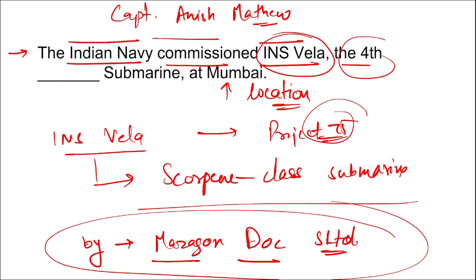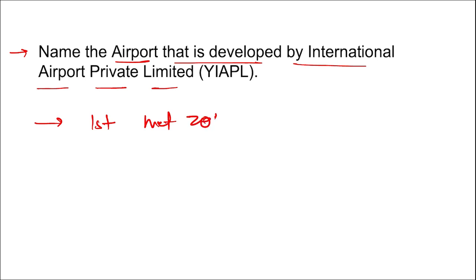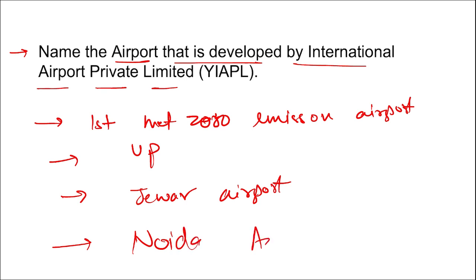All right. Next, name the airport that is being developed by the International Airport Private Limited. All right, I won't give you the answer. I will give you a hint. Which is India's first net zero emission airport? We have discussed this multiple times. It is in UP. It is also known by the name Zevar Airport. So the correct answer is Noida Airport.